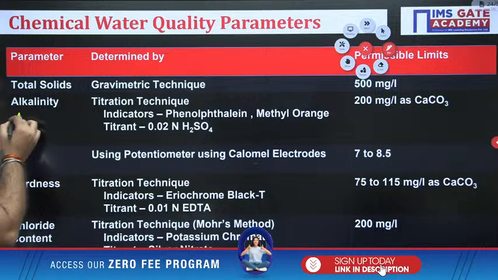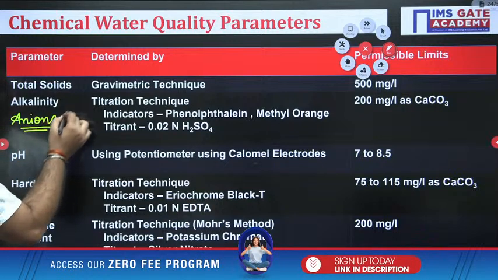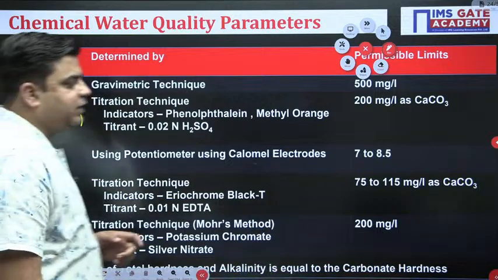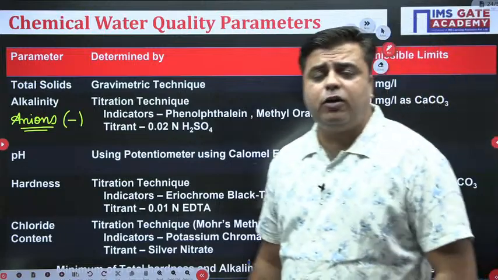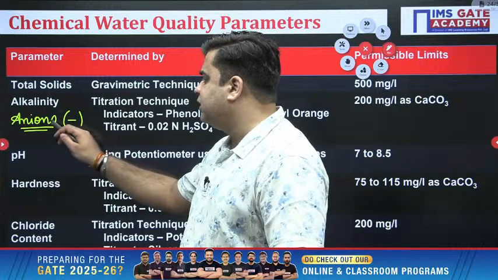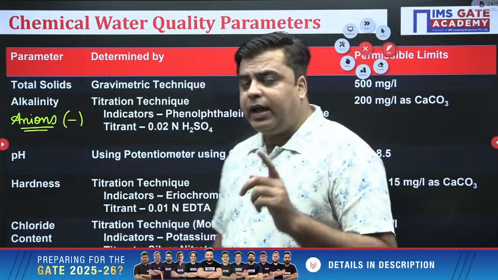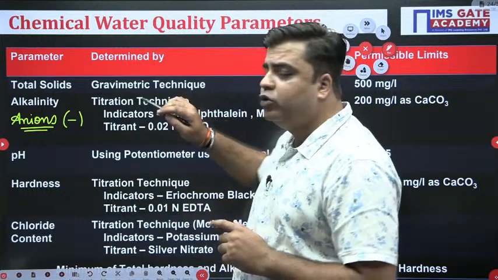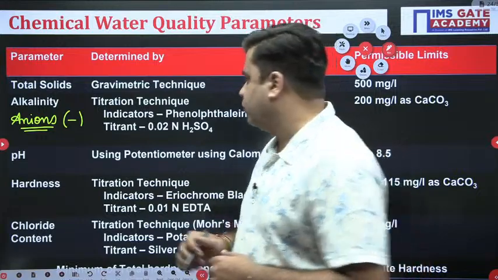Alkalinity means anions. It is the property of negatively charged ions or anions. It is the acid neutralizing tendency of water which is caused by the anions. Alkalinity is measured by titration, and in this the titrant used is 0.02 normal H2SO4.